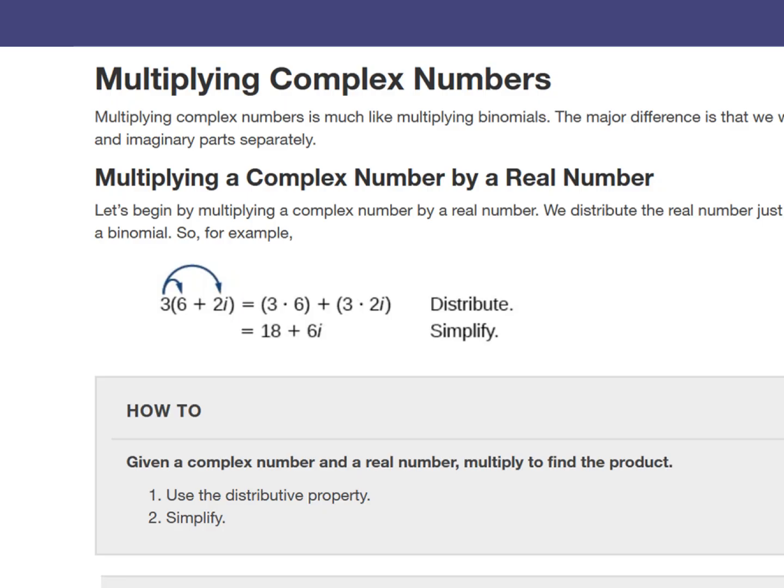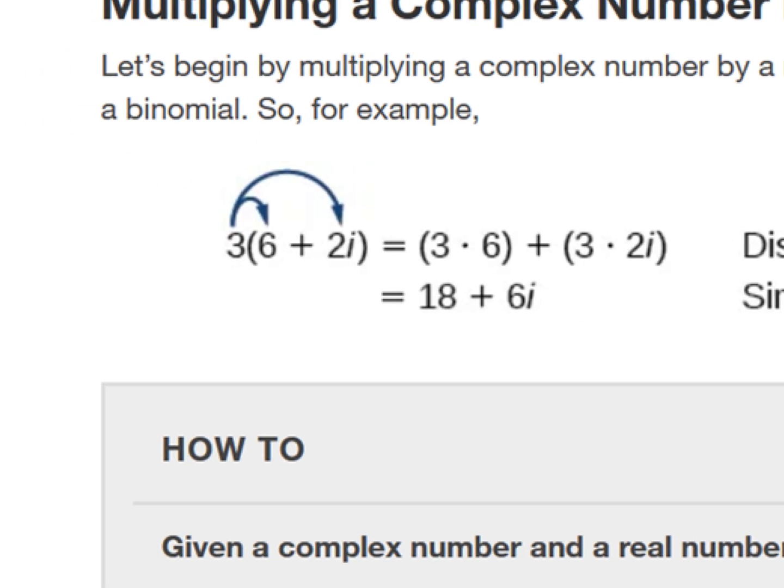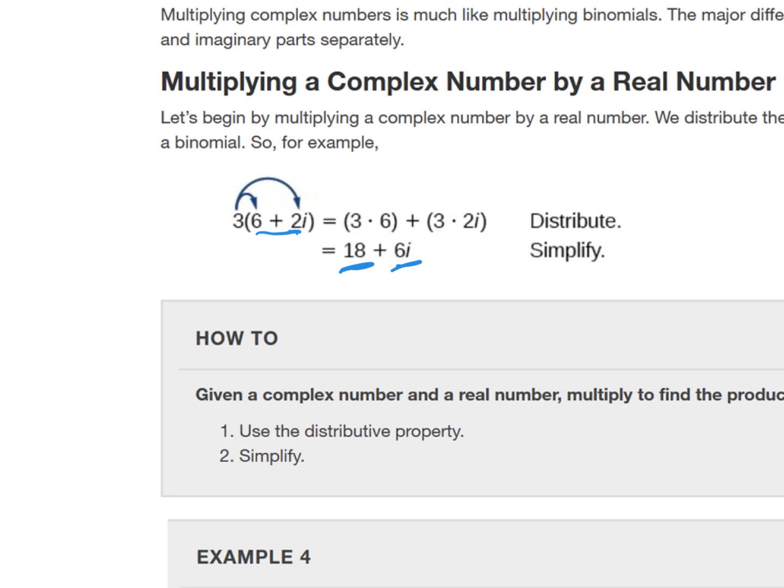Multiplying complex numbers. It's really no different than multiplying anything else that are next to each other. In this example, they're multiplying a complex number just by a number 3. So you can see that I'm distributing the 3. 3 times 6 is 18, and 3 times 2 is 6, and don't forget there's an i. There's your answer. That isn't that exciting, okay? It's too easy. It's just the distributive property. Just don't forget to simplify if you can.